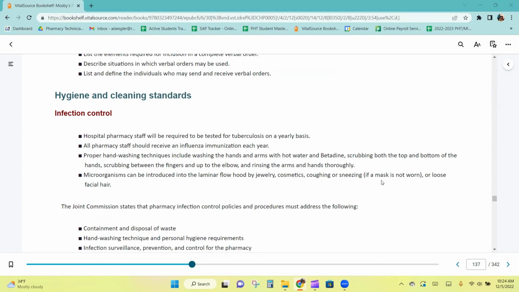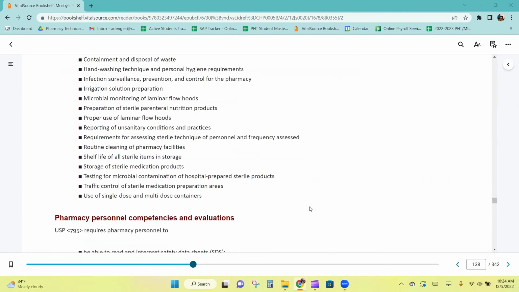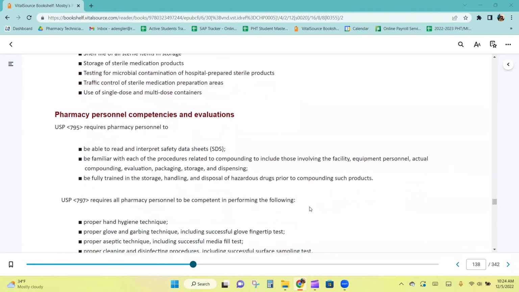The Joint Commission states that the pharmacy infection control policies and procedures must address the following. So let's go through some of these. Hand washing technique and personal hygiene requirements, microbial monitoring of laminar flow hoods, preparation of sterile parenteral nutrition products, proper use of laminar flow hoods, and use of single dose and multi-dose containers.